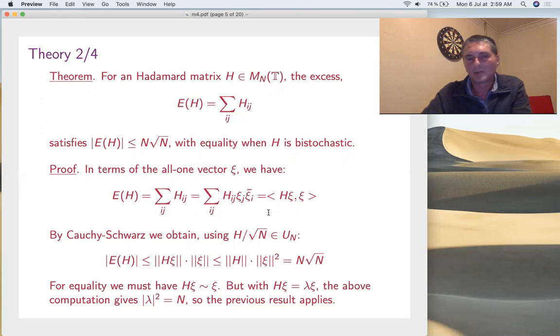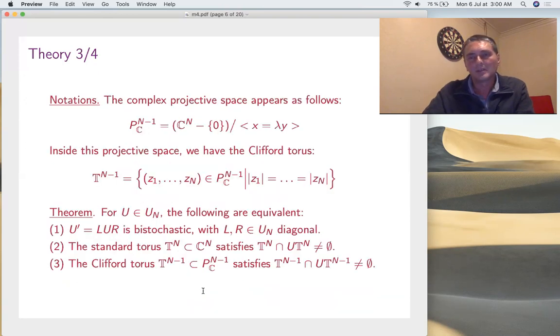So if you look at this Cauchy-Schwarz estimate, which uses the fact that H is of norm square root of n, because the rescaled is unitary. So if you look at the equality, well, the vectors must be proportional. So this is more or less your bistochastic condition. You use the previous result for getting it on both rows and columns. So we'll be back to the excess later. Now, what else can be said?